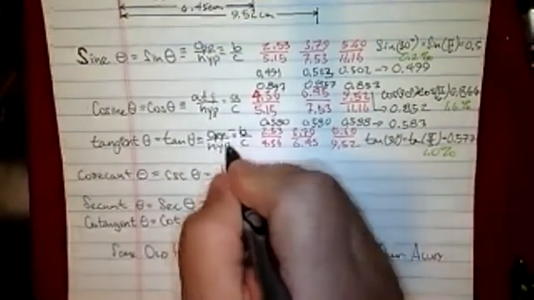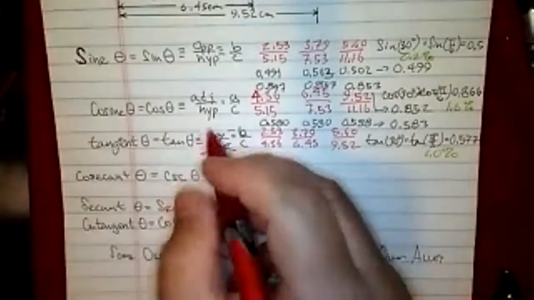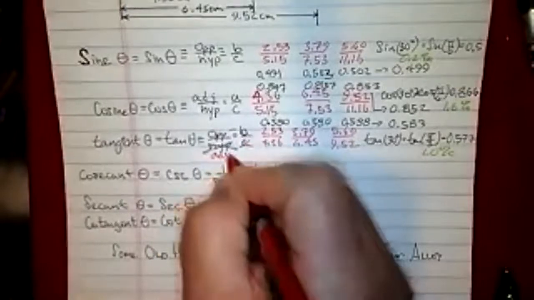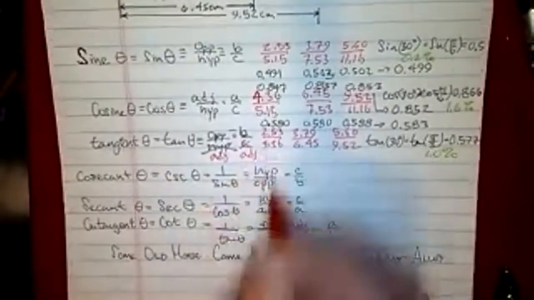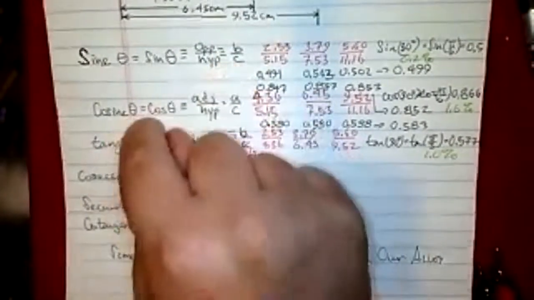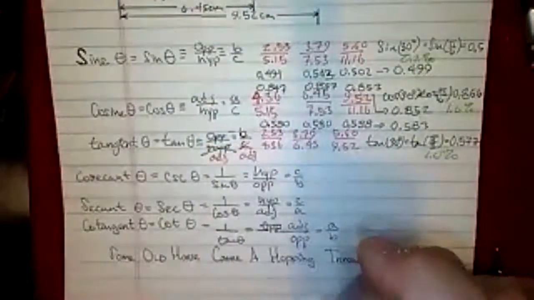Whoa, I'm glad I was just going over that because I had written this wrong, and I don't know why I did. It's opposite over adjacent, opposite over adjacent. Hopefully I didn't make that mistake in my words. I think I was looking at what was above. So your trig functions are opposite over hypotenuse, some old horse; adjacent over hypotenuse, came hopping; through our alley, opposite over adjacent.